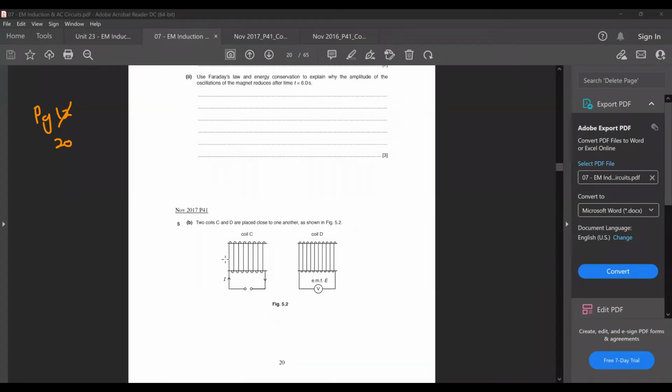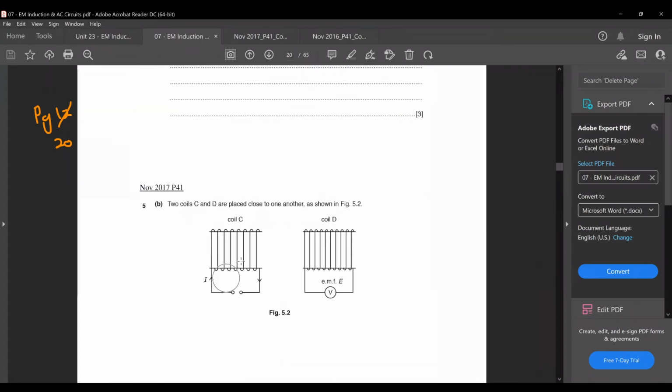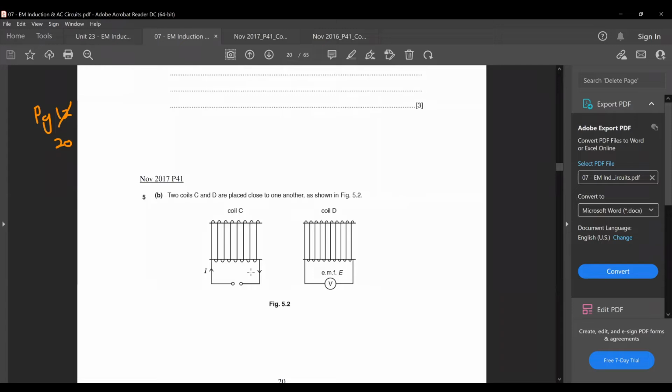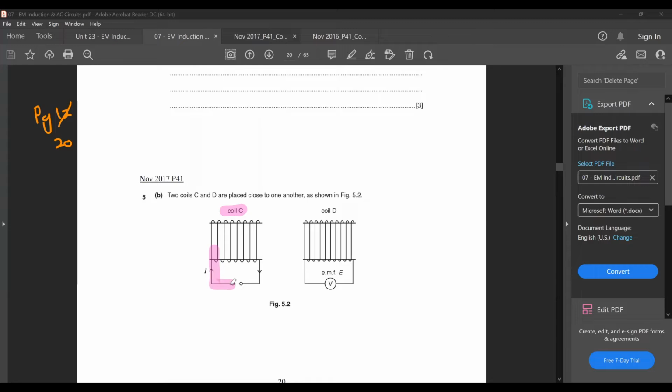Okay, so have a look at page 20. You have two coils C and D that are placed close to one another here. Each of these are solenoids, but only one of those solenoids actually has current flowing through them. That one will be coil C. So coil C itself has current flowing through the coil, whereas coil D actually does not have any current flowing through it. What it is connected to is just a voltmeter.